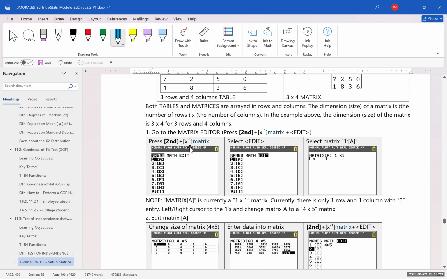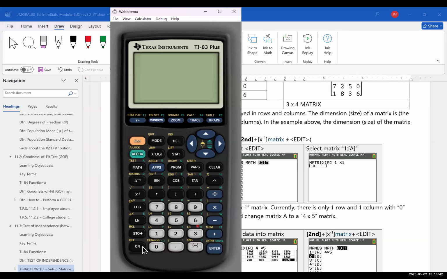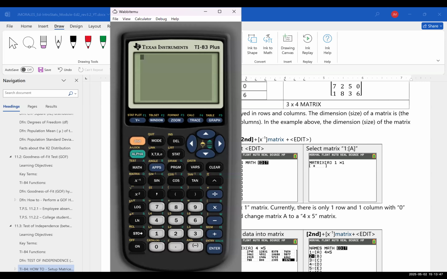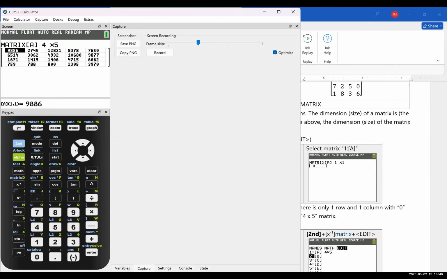So on your Texas Instruments calculator, you're going to go to the matrix editor by pressing the blue second button and the X to the -1 key, and then you want to go to the edit menu. Okay, so let me show you what that looks like. It's going to be the same whether it's a new model or an older one.